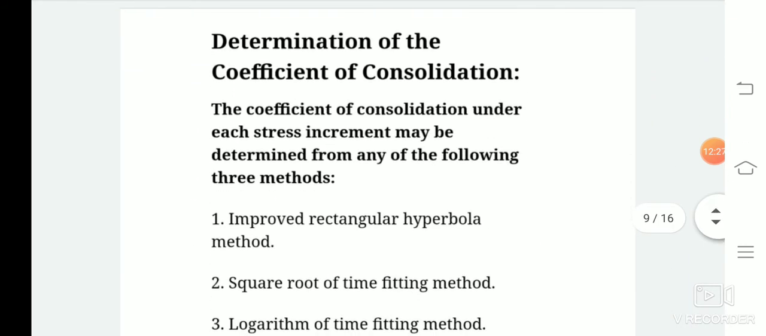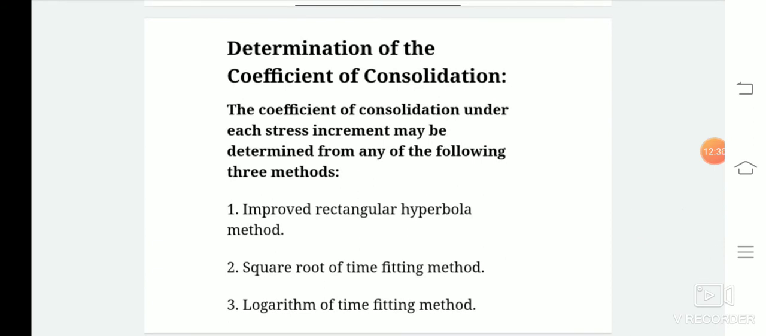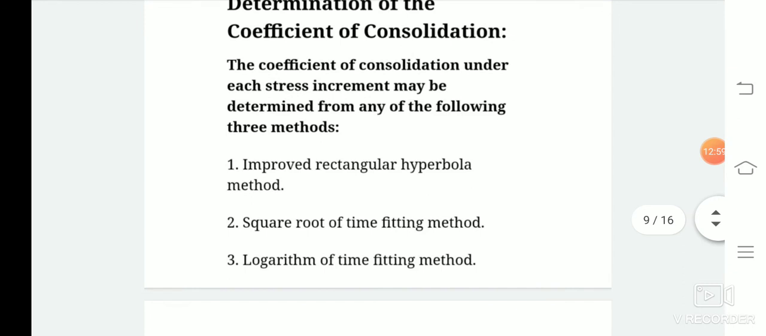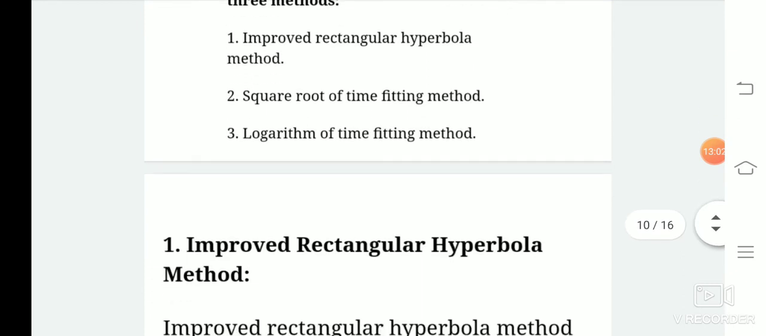Next, we will go to determination of coefficient of consolidation. So, from the consolidation test, we can easily find out the coefficient of consolidation. The coefficient of consolidation under each stress increment may be determined from any of the following 3 methods. Normally, these 3 methods are used: improved rectangular hyperbola method, square root of time fitting method, and logarithm of time fitting method. We will study thoroughly these 3 methods consecutively and how to find out the coefficient of consolidation.